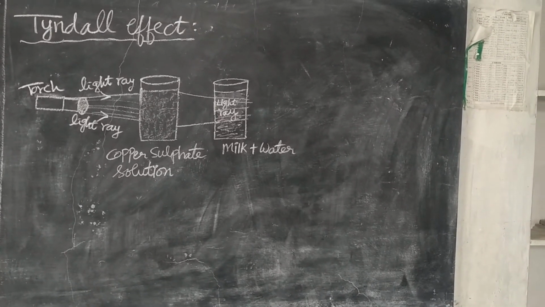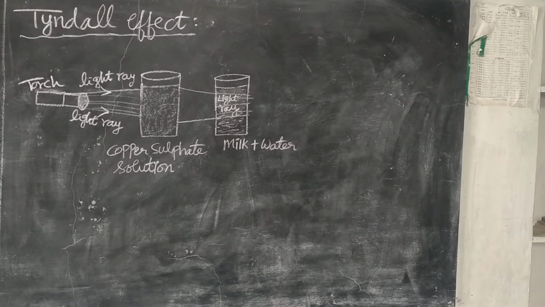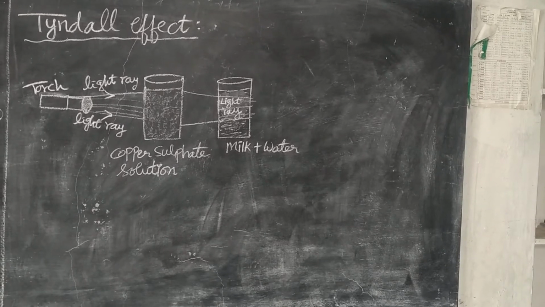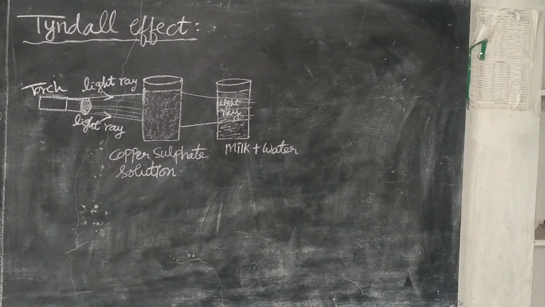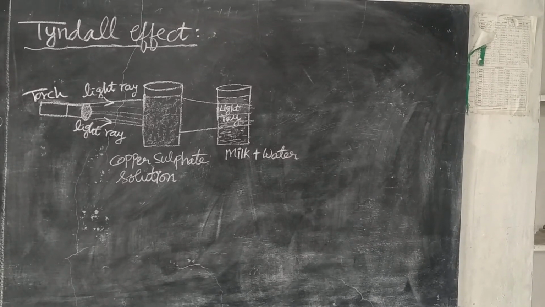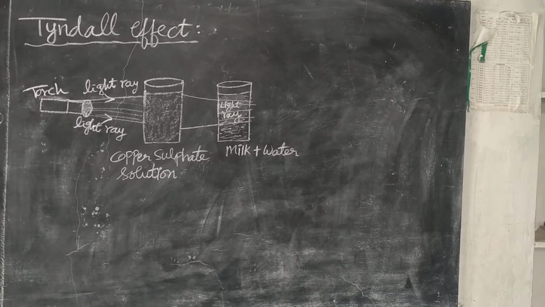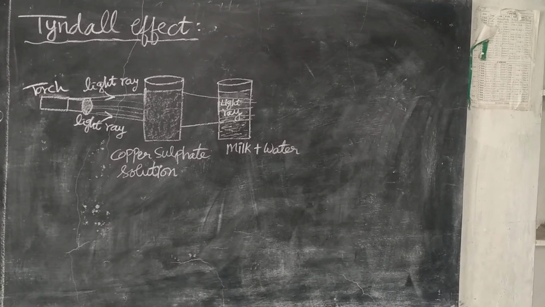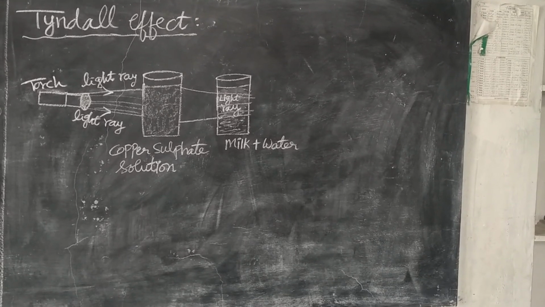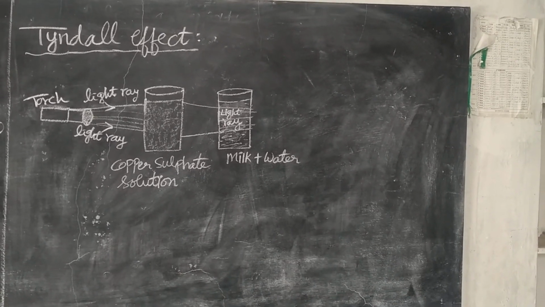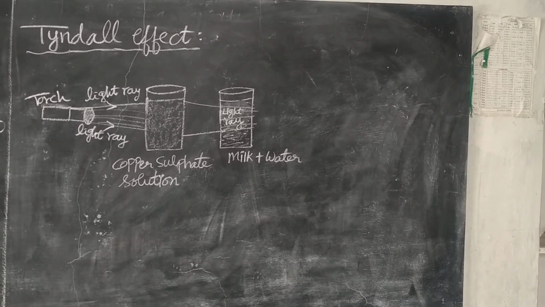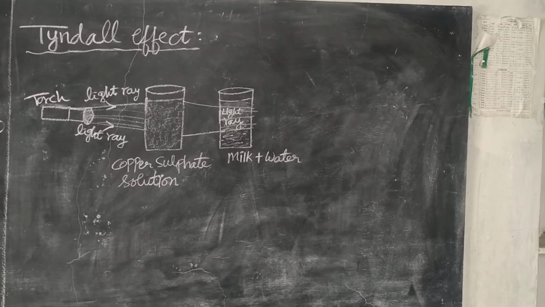Even in suspension there is scattering of light, but it is not permanent. Why? Because when the suspension is left undisturbed, the suspended particles settle down and water only remains at the top. That time scattering of light will not take place. Permanent scattering of light will take place in colloidal solution. Understood? This effect was discovered by the scientist named Tyndall.